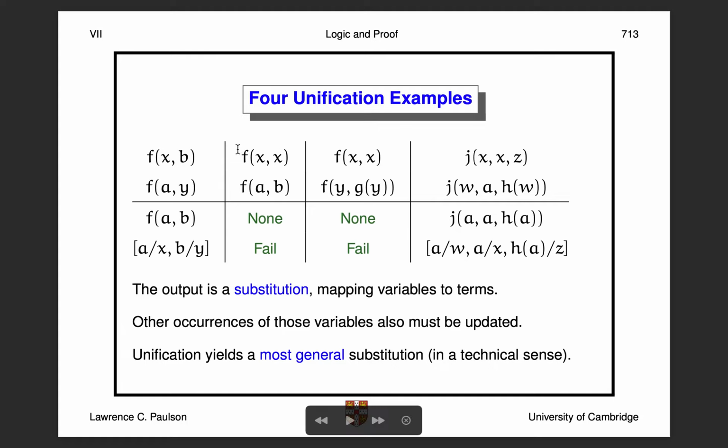What about this example here, unifying f x x with f a b? Now, intuitively, this can't happen because any common instance of f x x means the two arguments will have to be the same. So they could be any term, but it has to be the same term for both arguments here. But the second term we're trying to unify this with has different arguments. And remember, a is never equal to b. So unification fails.